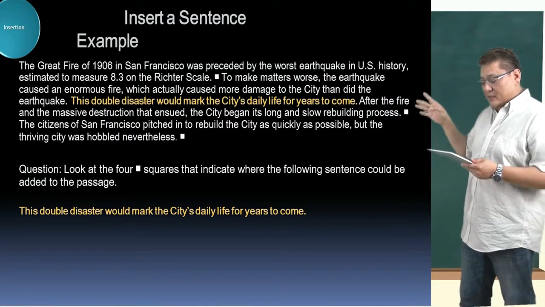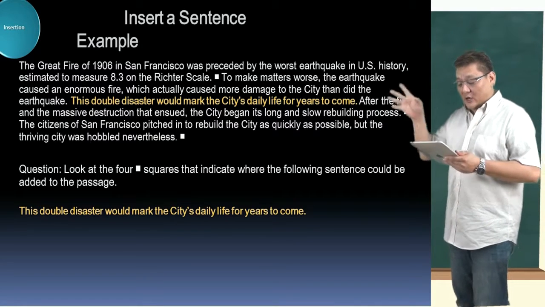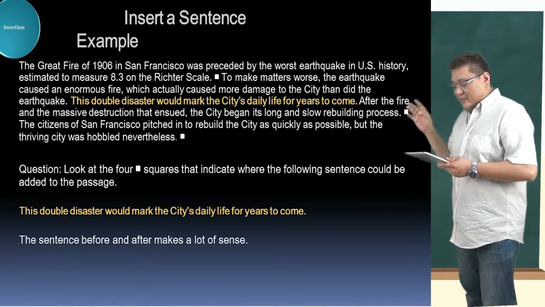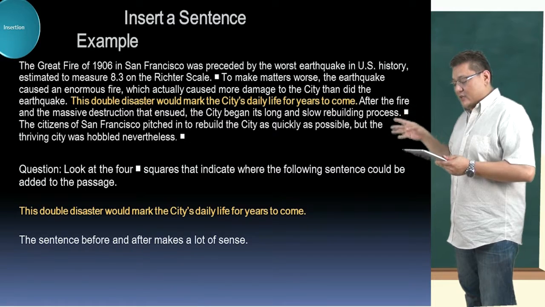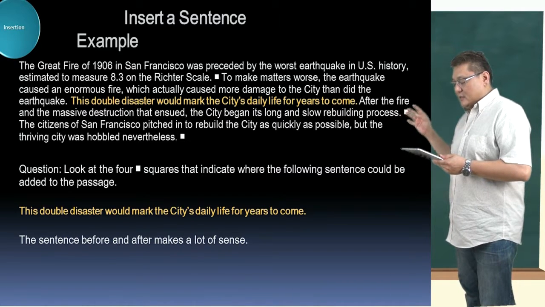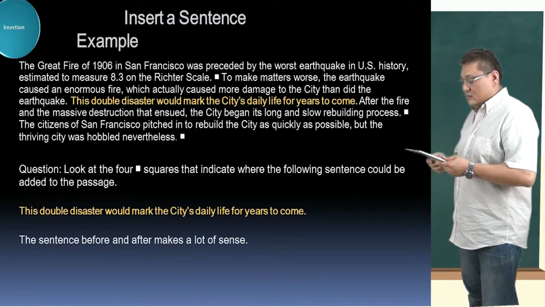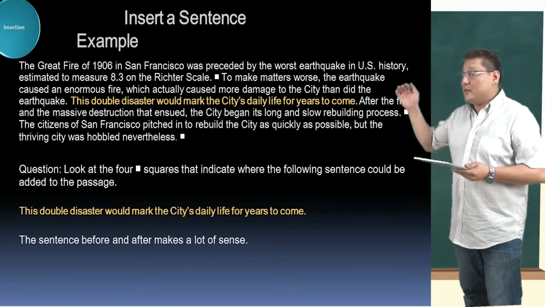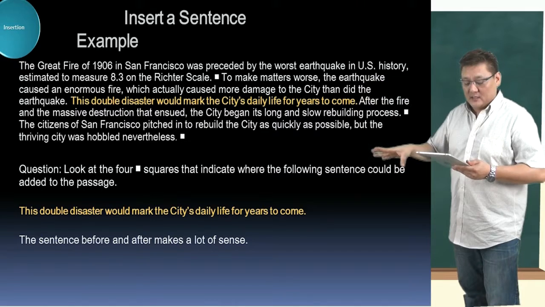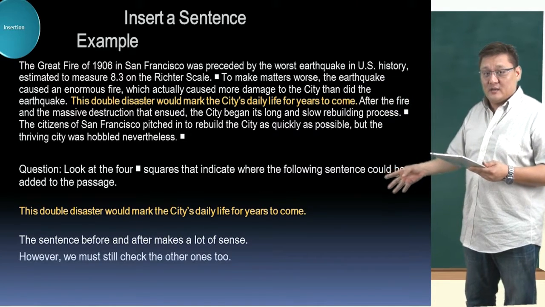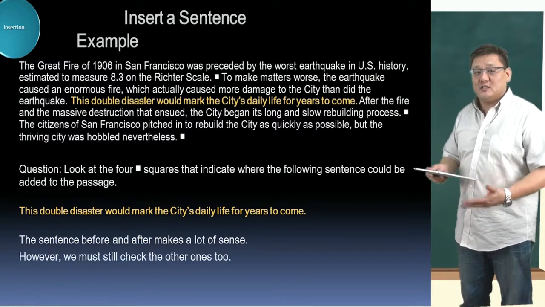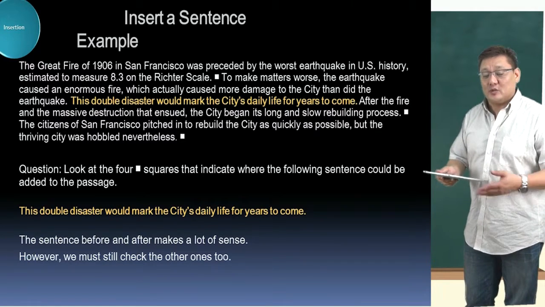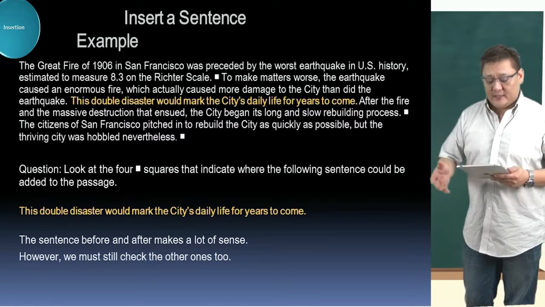Disasters. The problem here is, read the next sentence. After that: This double disaster will mark the city's daily life for years to come. After the fire and the massive destruction that ensued, the city began its long process, a prolonged and slow rebuilding process. Okay? It does make sense. Okay? But wait. Just because it makes sense, don't stop listening there. You have to try the other places too. Especially Asian students are impatient and want to finish quickly, it's bothersome, so they think this fits and move on. We need to check it.